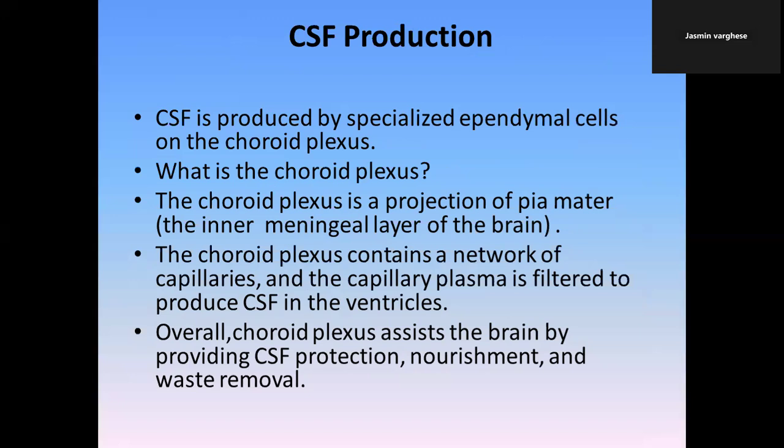Then what is the choroid plexus? The choroid plexus is a projection of pia mater. You know what pia mater is? That is the inner layer of the brain. The choroid plexus contains a network of capillaries, and the capillary plasma is filtered to produce CSF in the ventricle. Overall, the choroid plexus assists the brain by providing cerebrospinal fluid, providing CSF protection, nourishment, and waste removal. So CSF is produced by the choroid plexus.